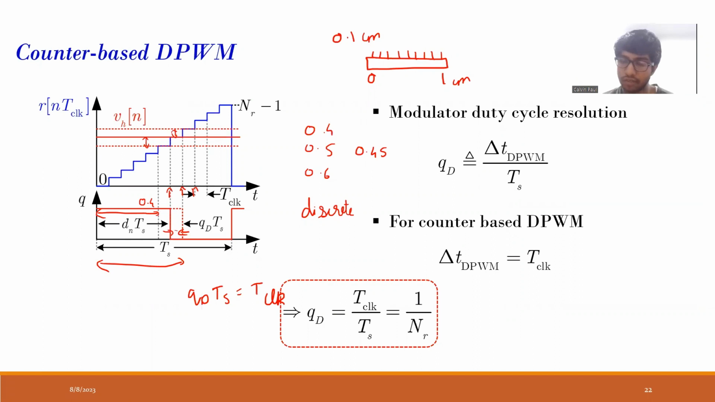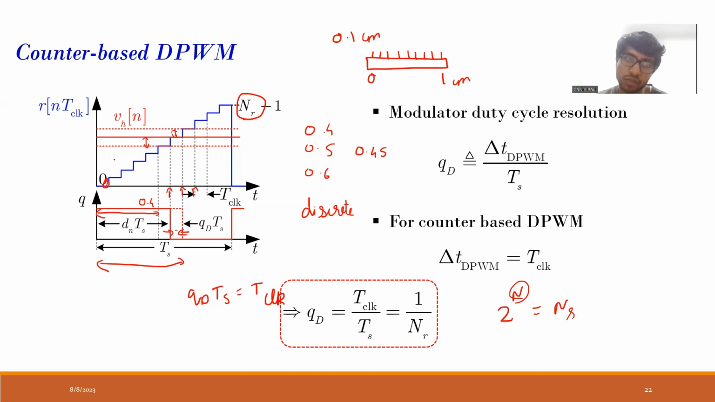If you want a high duty cycle resolution, we need a large number of levels, which corresponds to a large NR. NR is generated by 2 raised to n is equal to NR, where n is the number of bits. So if we want a larger NR, we need a larger number of bits, and for that we need a very high frequency clock to the DPWM, which might not be practically possible to generate. So there are certain limitations of counter-based DPWM.